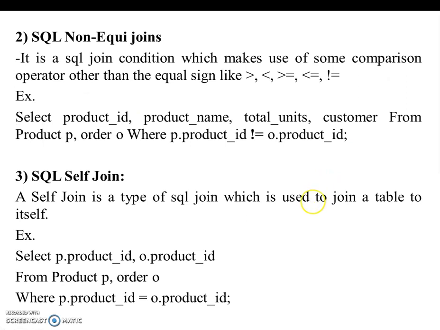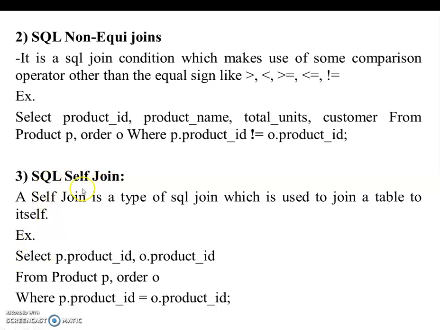Next one is the SQL non-equi join and the SQL self join. A non-equi join is a kind of join which uses, instead of the equal to operator, all the other comparison operators like greater than, less than, less than or equal to, greater than or equal to, not equal to, and so on. Within a join condition you can use those comparison operators. And the last type of join is a self join, a type of join which joins a SQL table with itself, and that is why it is given the name SQL self join.